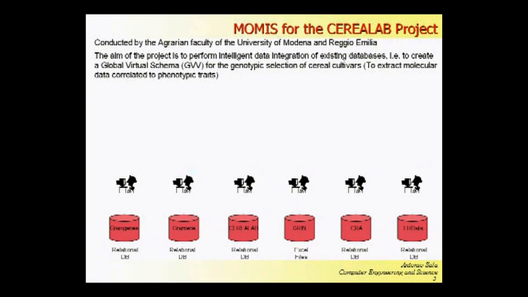The aim of this experimentation was to perform intelligent data integration of existing databases, in order to create a global virtual schema that we call a GVV, that could allow the genotypic selection of cereal cultivars. That means to extract the molecular data that are correlated to phenotypic traits, that is, the molecular data that express a particular phenotypic trait.